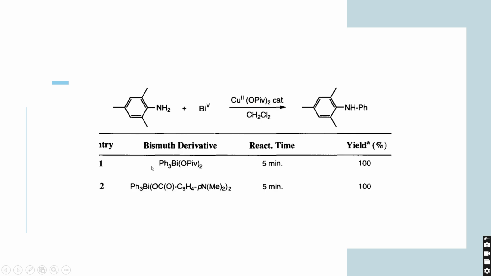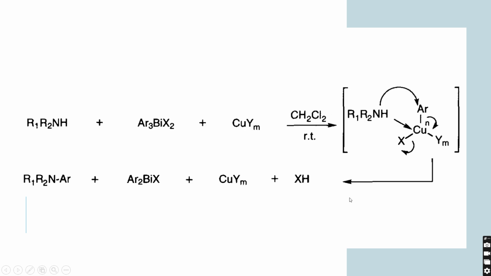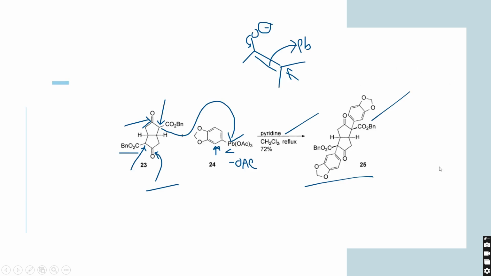Then we talked about this bismuth plus 5 reagent, which is used for aryl transfer to this primary amine to give us the aryl amine product. Okay, and in this particular reaction, copper 2 is acting as catalyst. And we also talked about the mechanism of this reaction, where this kind of transition state was seen to be involved.